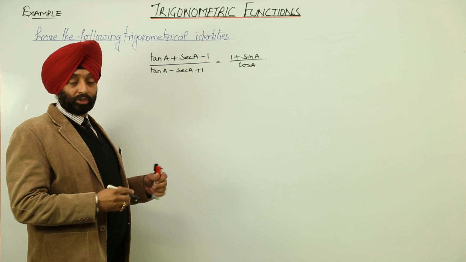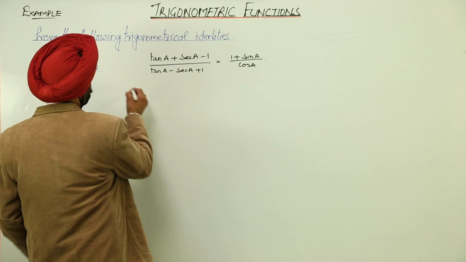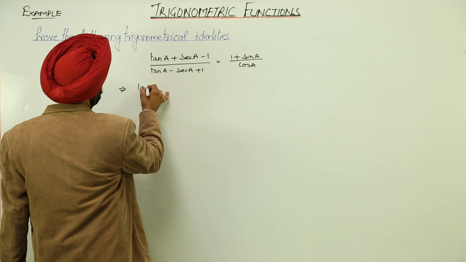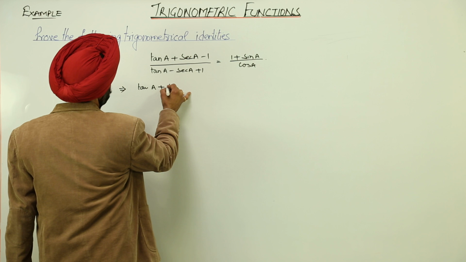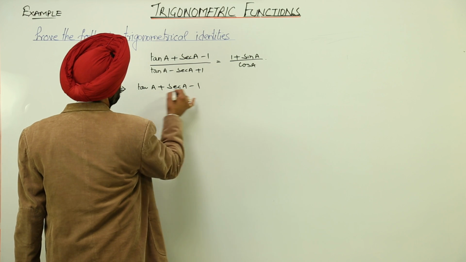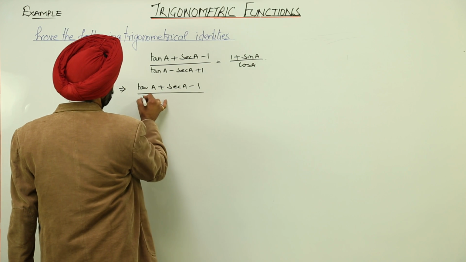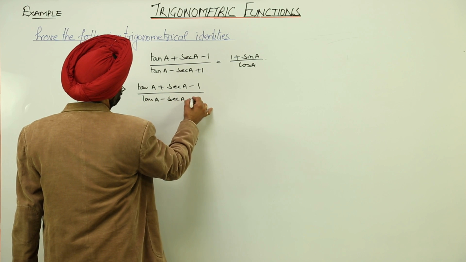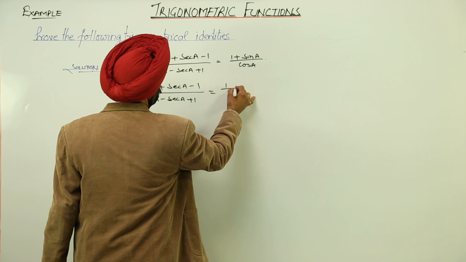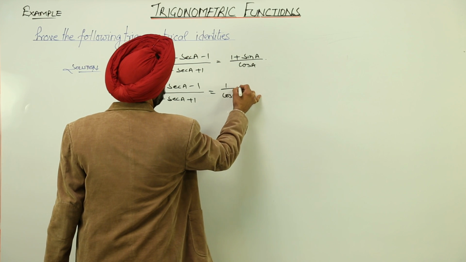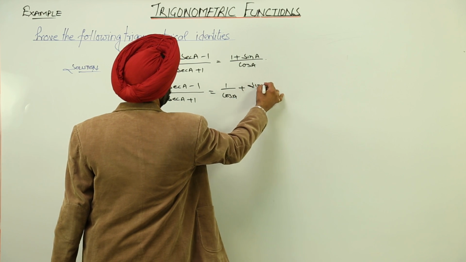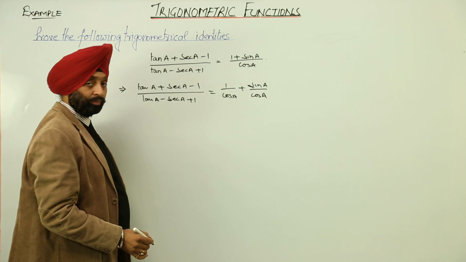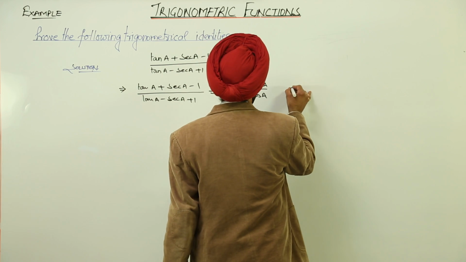Now this is a very important question. Now the question becomes tan A plus secant A minus 1 upon tan A minus secant A plus 1 is equal to 1 upon cos A plus sin A upon cos A.